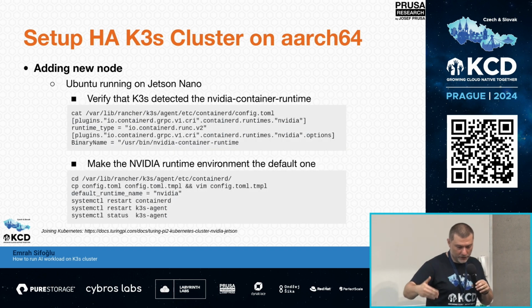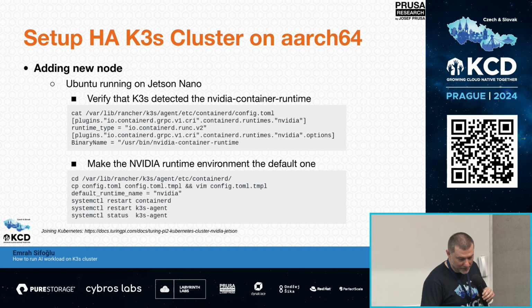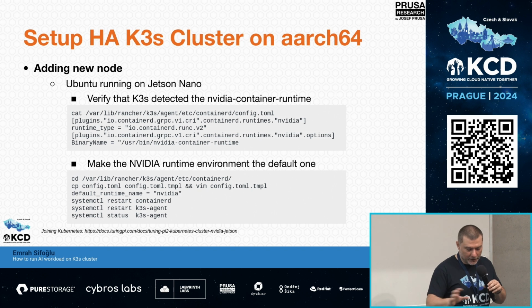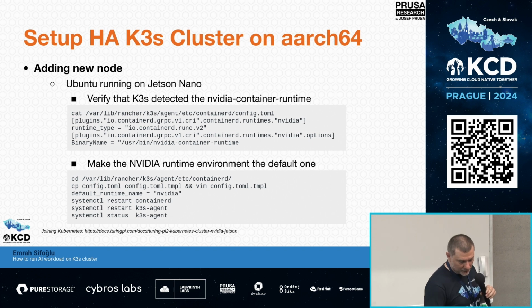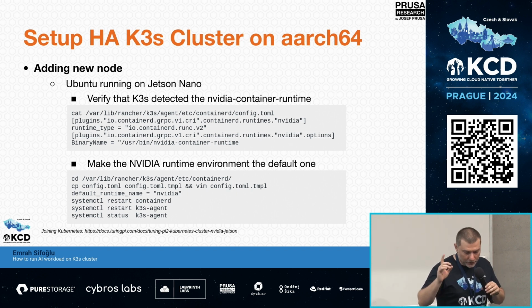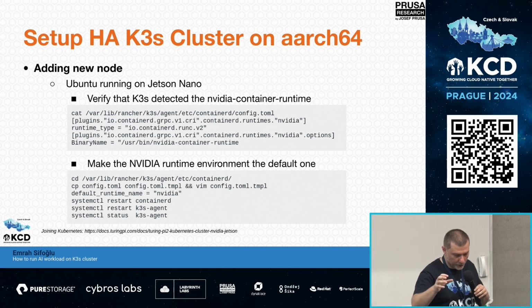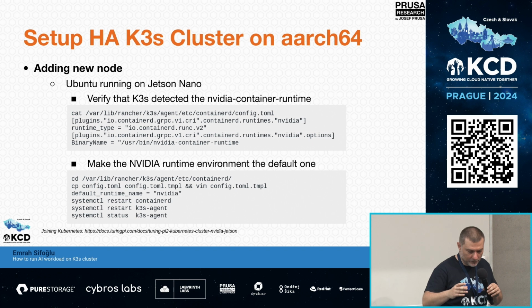Here, you must install K3s first, because then you will detect whether K3s has automatically configured containerd. In other words, you need to see whether K3s detected the NVIDIA runtimes. You just need to check these 3-4 lines. After that, you also need to make the NVIDIA runtime the default. So how can we do that? The best practice is not to edit the containerd configuration file directly. Just copy it with some prefix or suffix, and then change the default runtime to NVIDIA. After that, restart containerd, restart the K3s agent, and then check the status.